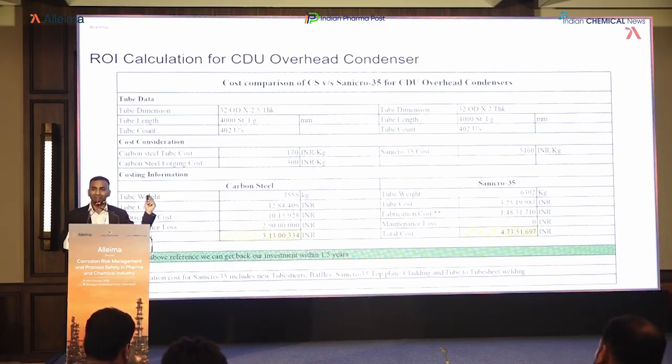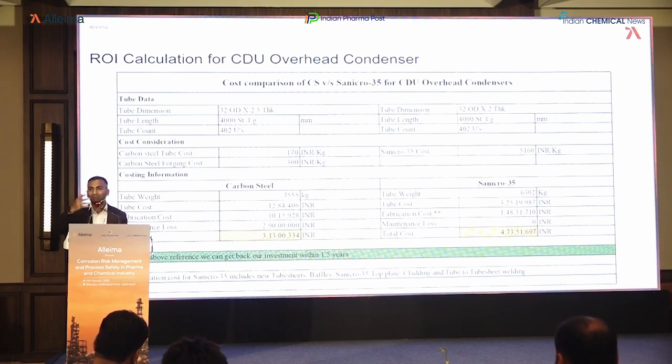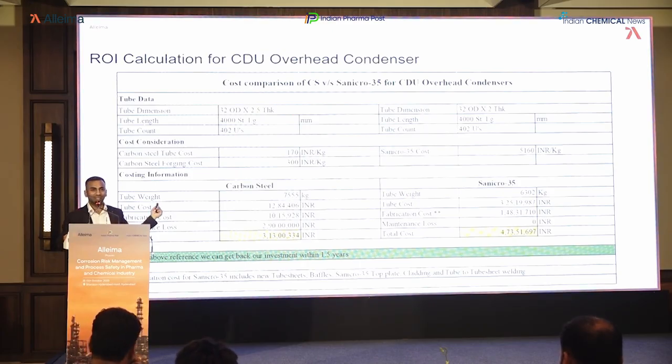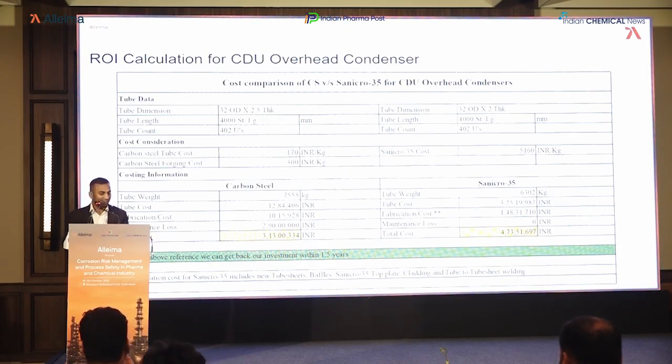So CDU or red condenser. The CDU is the column where the crude goes in and differentiates into different components. If this gets shut down, the entire downstream will get shut down. So the losses they were making is 2.9 crores, but they were using carbon steel there, whose replacement cost is somewhere around 22 lakhs. So we gave this return on investment calculation, where they get a return within 1.5 years if they go with Sanicro 35 tubes. It is under consideration now.